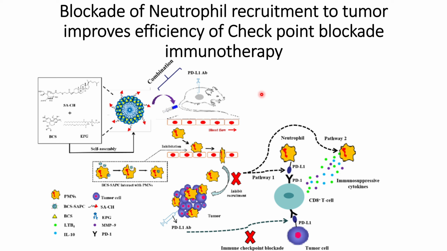In this paper, they can see that the life expectancy of the mice in which both the BCS SAPC complex and PD-L1 antibodies were injected is high compared to the control case, where there is no injection of the BCS SAPC complex or PD-L1 antibody.